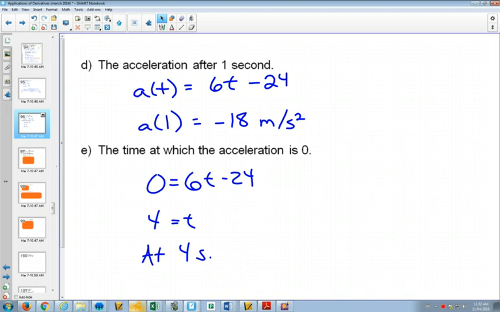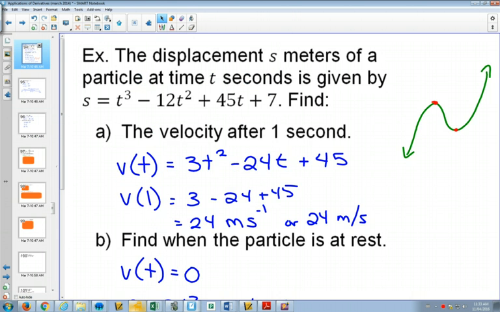What does an acceleration of 0 represent in our graphs from before? That's going to be right here. That's an inflection point.